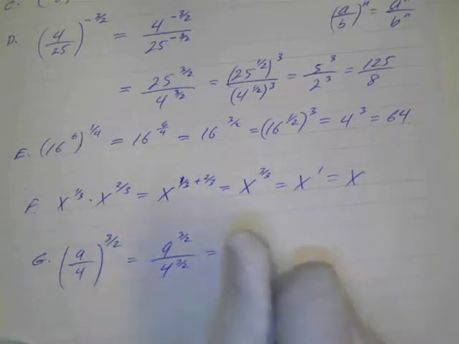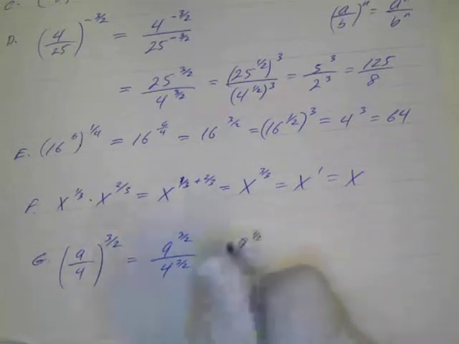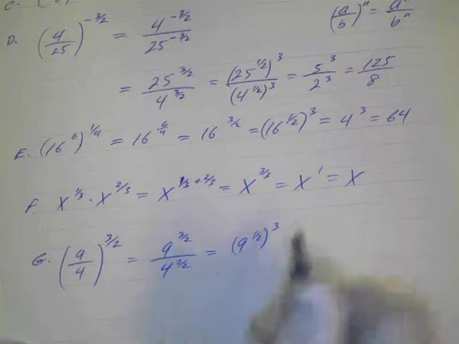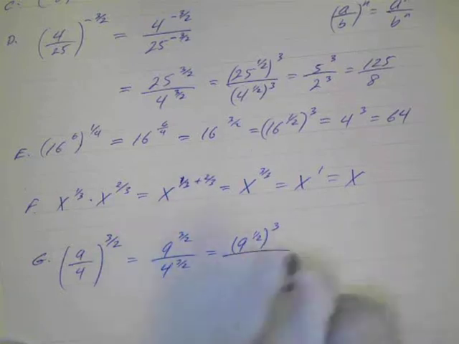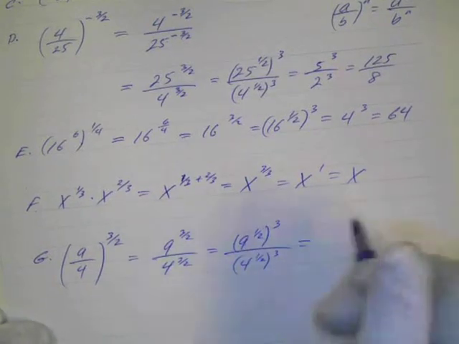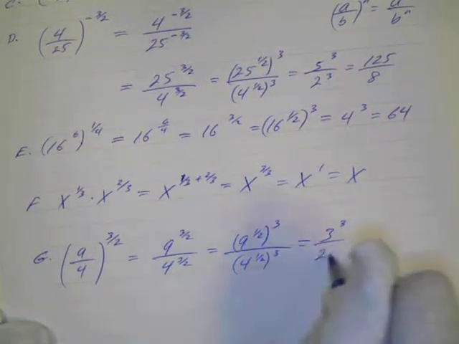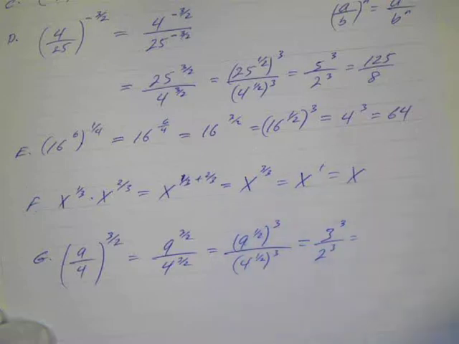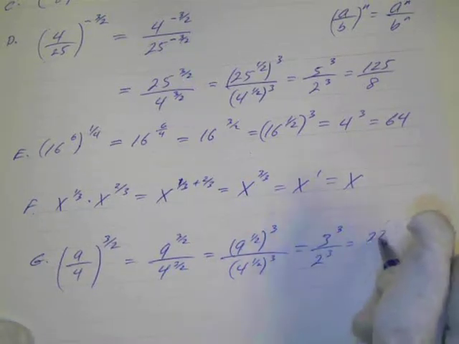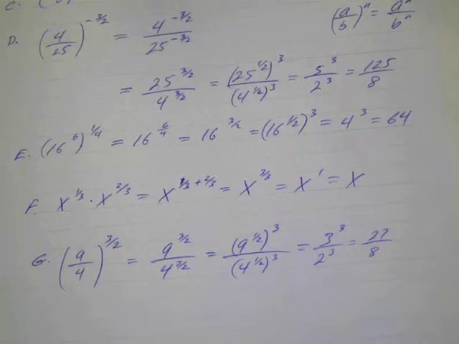And then we can root first, so it'll be 9 to the 1/2 cubed. Remember, 3 times 1/2 is 3/2. All over 4 to the 1/2 cubed. And the square root of 9 is 3, so 3 cubed. And the square root of 4 is 2, so 2 cubed. And 3 cubed, 3 times 3 is 9, times 3 is 27, over 8. 2 times 2 is 4, times 2 is 8.